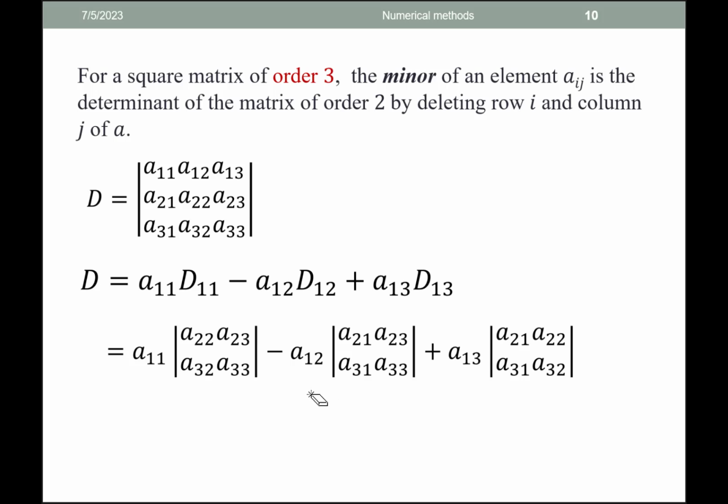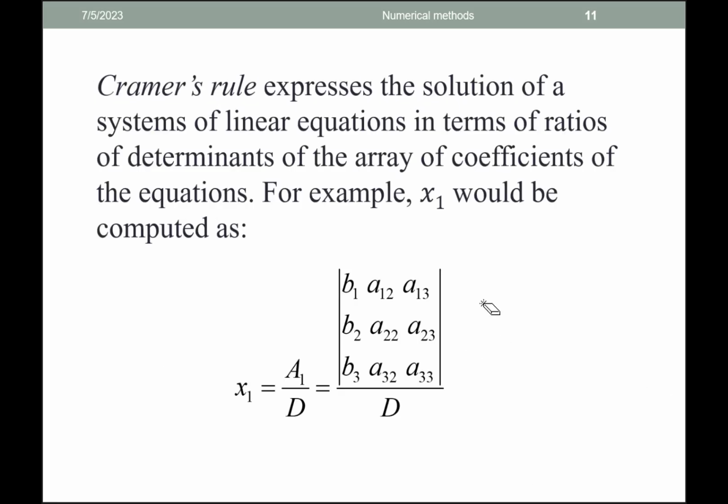Once you find the determinant, now we want to solve for the unknowns, which are x1, x2, and x3. We have an idea now of what the determinant is. To find x1, you need the determinant A1 divided by the determinant D, where D is for the coefficient matrix A. A1 would be a matrix where you replace the column with the values that we see here.